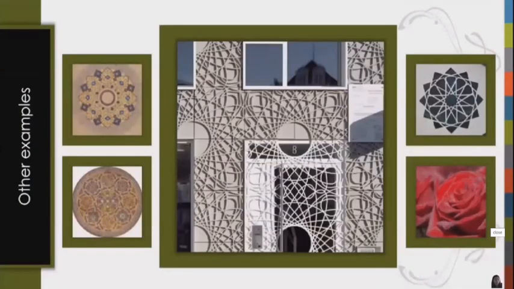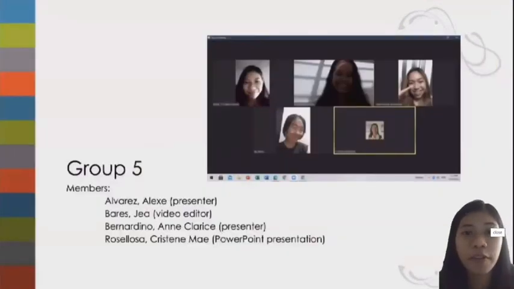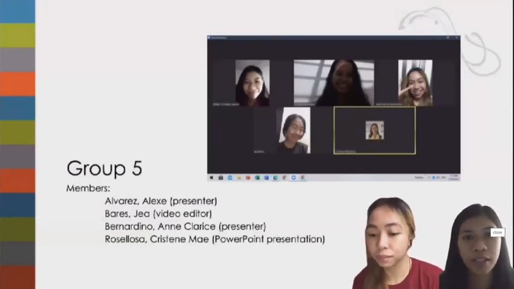So this is the last slide of our group report. These are the other examples of rosette patterns. At least try to identify whether each picture is cyclic or dihedral. That's all for group 5. I hope you understood the discussion. Thank you for listening.